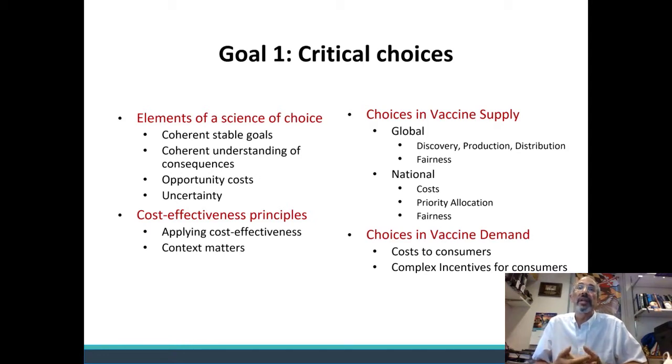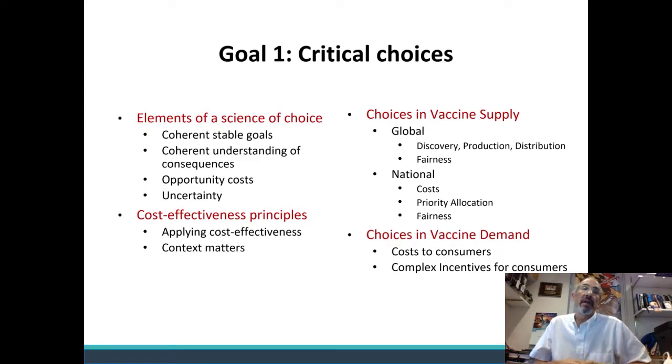In this science of choice, then, there are going to be opportunity costs, meaning you can't do two things at once. Doing X means you can't do Y. And the final principle is that there's uncertainty, that we just don't know everything we want to know, and we have to take action under uncertainty. We think that cost-effectiveness principles can help us, but we're very concerned to help our students understand that context matters. What is cost-effective in one context will not be cost-effective everywhere. So we have to understand what the contextual limitations of cost-effectiveness principles are.